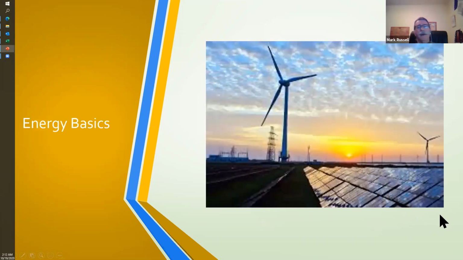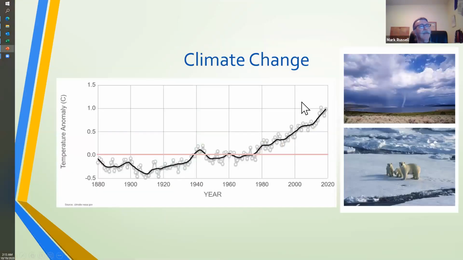All right, some energy basics. I kind of like this picture. It shows a nice variety of energy production all in one spot. Wind turbines are a unique one. We'll talk about that in a minute. Do you have a lot of wind turbines in Indonesia? Not really, no. We don't either, right? When I was in New Mexico, we had a lot, but I'll talk about some of the issues with that.